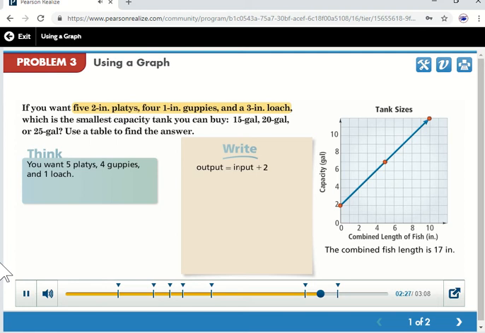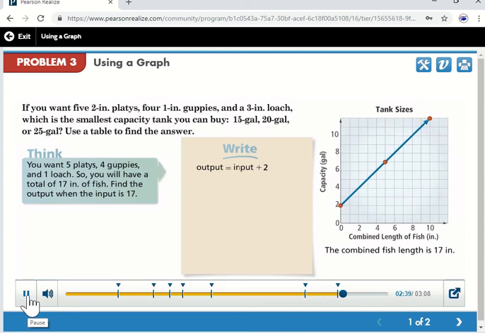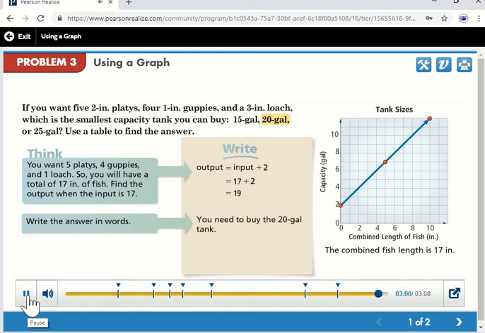You want 5 platies, 4 guppies, and 1 loach. So you will have a total of 17 inches of fish. Find the output when the input is 17. The output equals 19. Now write the answer in words. The smallest tank that has a capacity greater than 19 gallons is the 20-gallon tank. So you need to buy the 20-gallon tank.